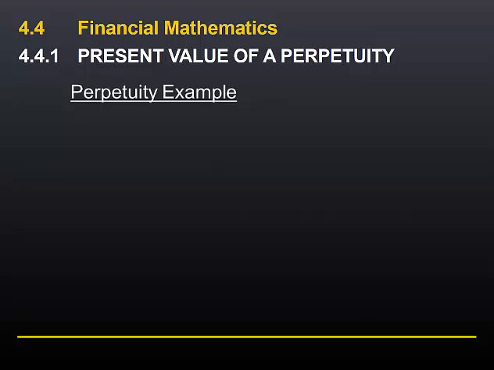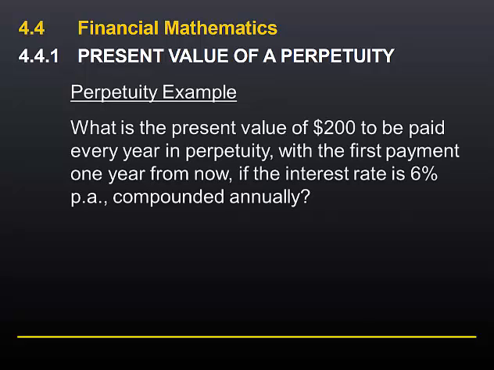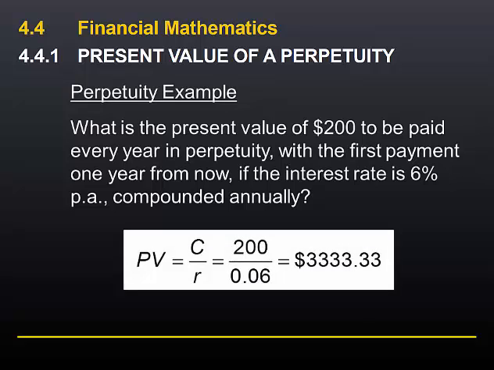Let's do an example of that. What is the present value of $200 to be paid every year in perpetuity, with the first payment 1 year from now, if the interest rate is 6% per annum compounded annually? See if you can work out the answer to this question. The present value of this perpetuity is the constant cash flow of $200 divided by the interest rate, 0.06.